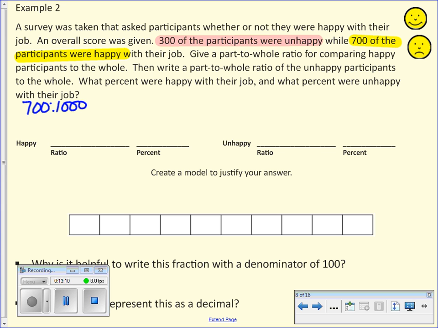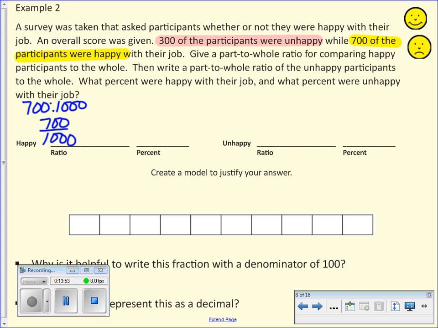Who wants to know where the 1,000 came from? Who's not sure where the 1,000 came from? We're looking at part to whole. So 700 people were happy out of a total of 1,000 people. So 700 plus 300 tells us there were a total of 1,000 people that were interviewed. Are we okay with where the 1,000 came from? What's another way that we can write our ratio? First we could write it as a fraction, 700 to 1,000.